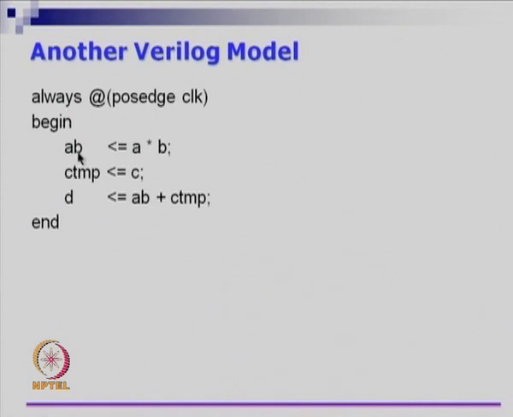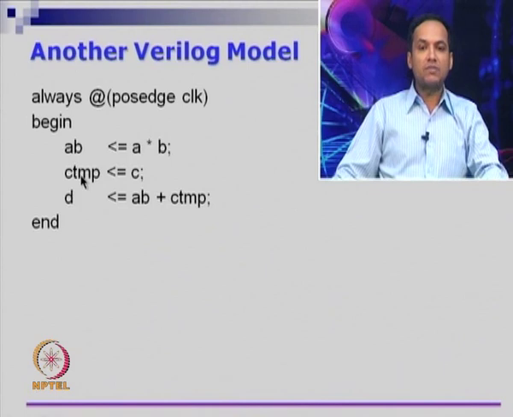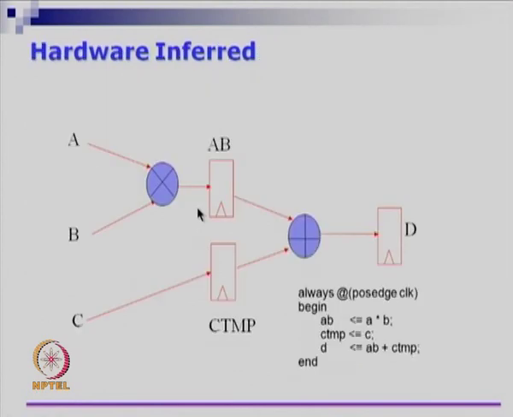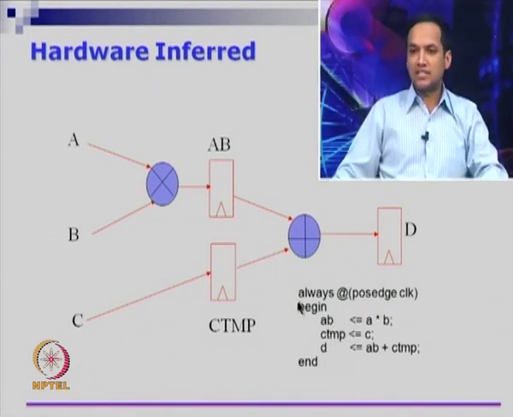Always at passage of clock, AB is A times B, and we have something called C temp. We say C temp non-blocking equals C, and D non-blocking equals AB plus C temp. So, the key thing is you have C temp here and not C. Let us see what the hardware inferred for that would be. Again the Verilog code is shown in the right bottom here. AB, C temp and D are all on the left side in an always statement which has a passage of clock, which means AB, C temp and D will all infer flip flops or registers. So, AB is a register, C temp is a register and D is a register.